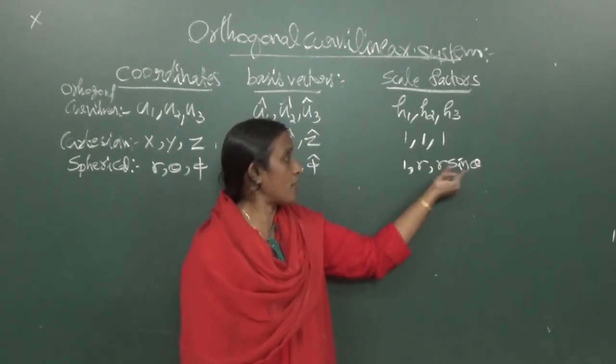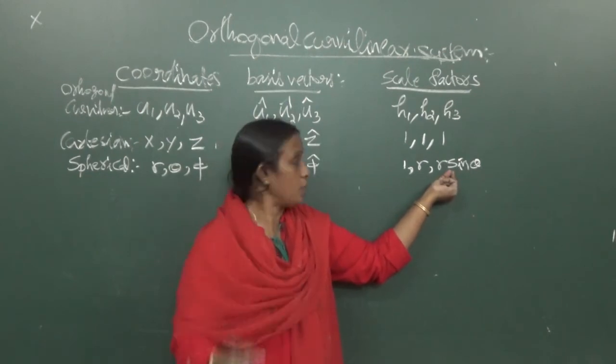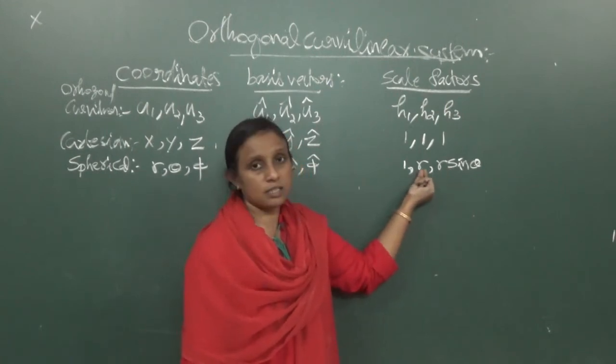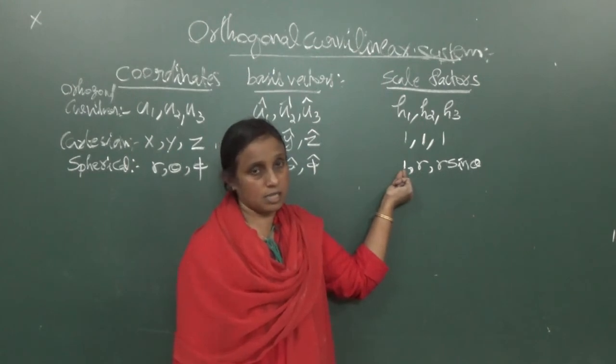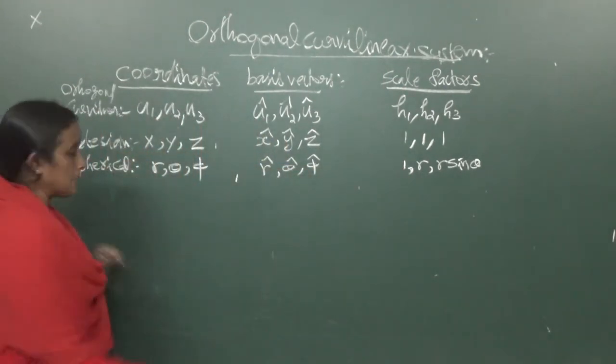This is the scale factor for phi. So in order to get the length element, you have to multiply this with d phi. For that, this with d theta. This is the same dr. Like that. So these are the scale factors for the spherical system.